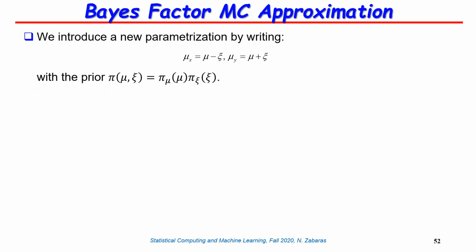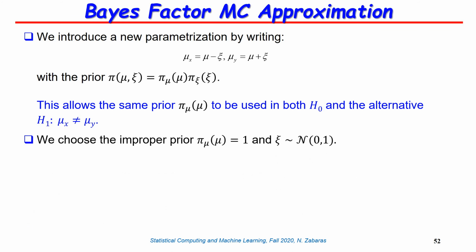So let me do the following thing. I am going to introduce a new parameterization. I'm going to take mu x to be mu minus xi, and I'm going to take mu y to be mu plus xi, okay? And I'm going to take a prior on mu and xi that factorizes as you see here, okay? So we're going to use a different parameterization because this will allow us to use basically the same prior in both the hypothesis H1 and the hypothesis H0. Okay, so for mu, I'm going to use a uniform prior, and for xi I'm going to take the standard Gaussian.